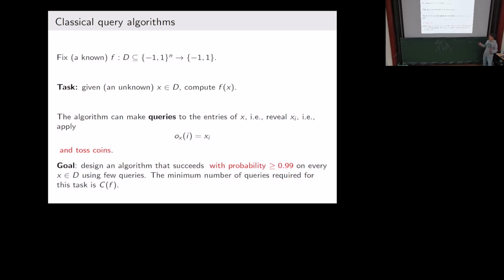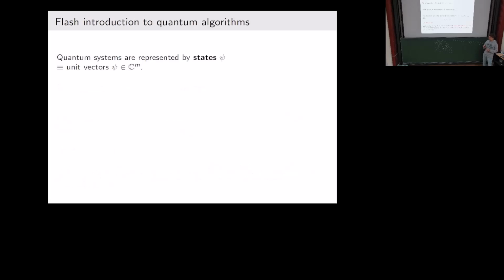So this is the classical world, and Aaronson-Ambainis is a conjecture about comparing classical and quantum query algorithms. So first of all, I need to tell you very briefly what quantum computing is. So this is going to be very simple. I'm going to give a very brief introduction to quantum computing, which is enough to understand quantum algorithms in this setting, but is definitely not enough to describe all quantum algorithms.